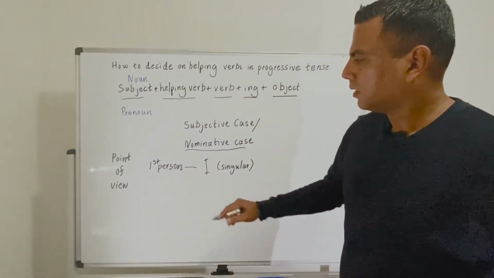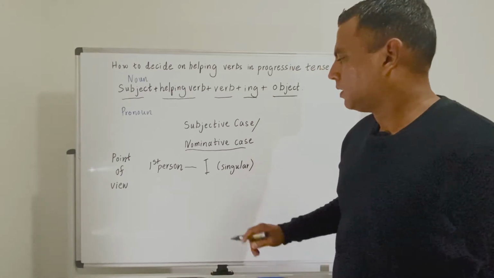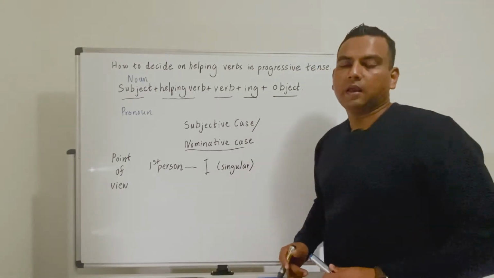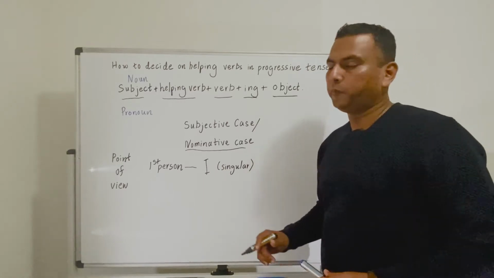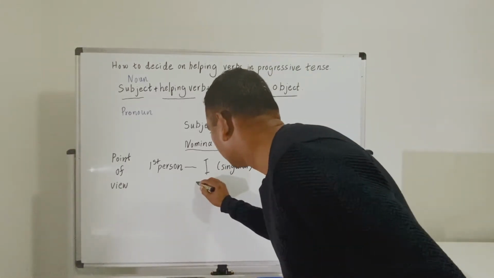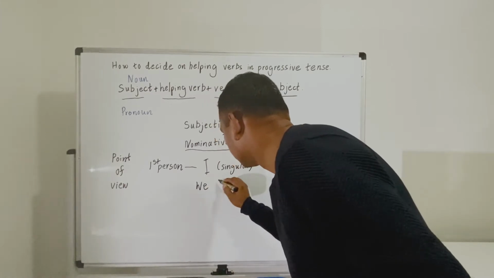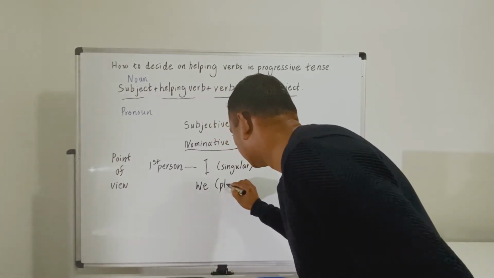So I is singular. Okay, then under first person we have another subjective case which is plural. Then we have we.